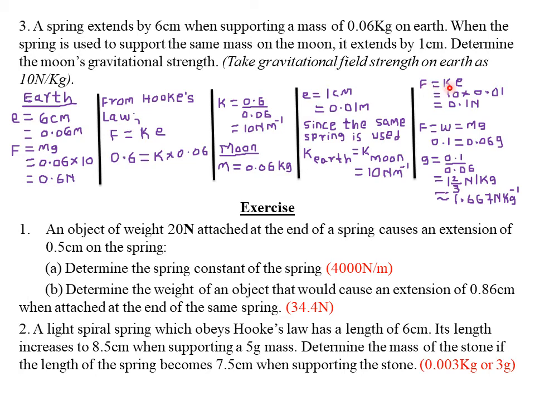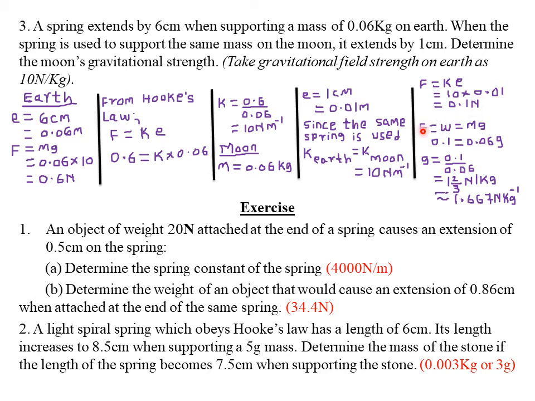From Hooke's law, we know that force is equal to Ke. Remember, if we want to find the gravitational field strength on the moon, we at least must have the force and the mass. We are given the mass, and we are now looking for the force, so we use Hooke's law. The force is given by Ke. The K is constant, which is 10 Newton per meter. The extension on the moon was 1 centimeter, which in meters is 0.01 meter. So you take 10 times 0.01 meter, and you obtain 0.1 Newton.